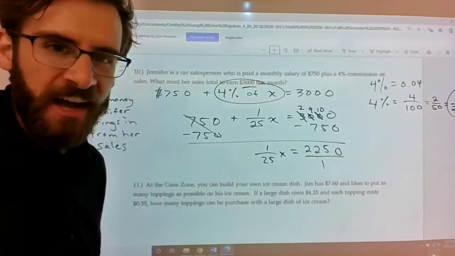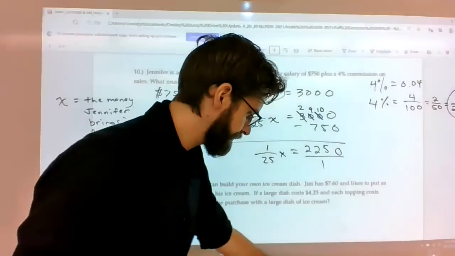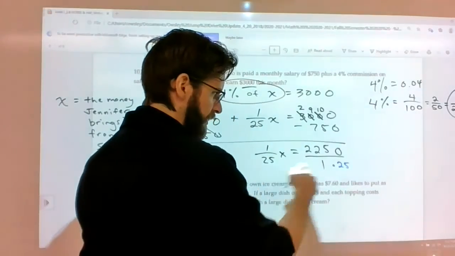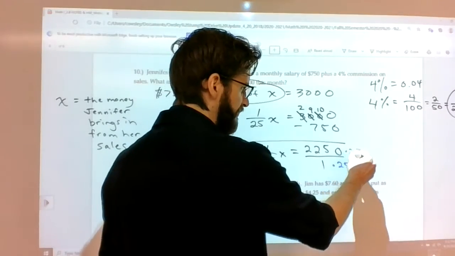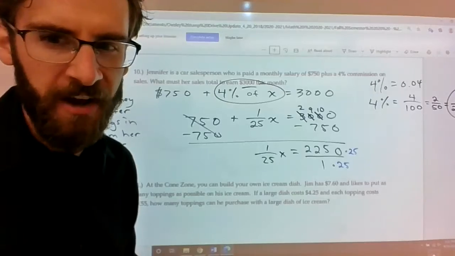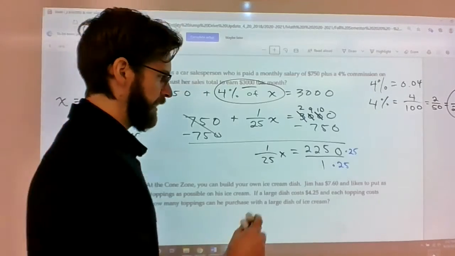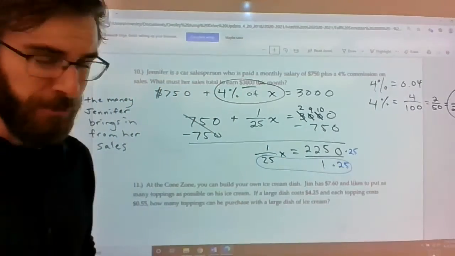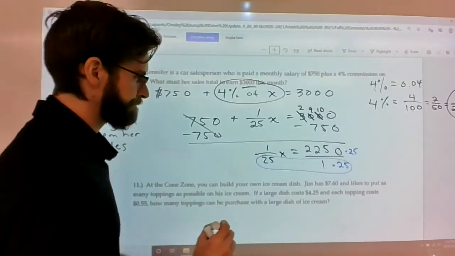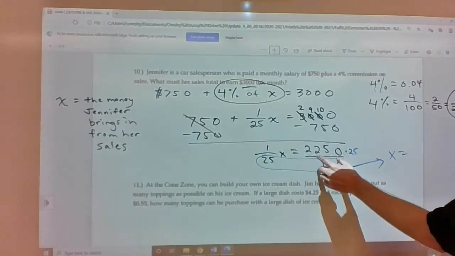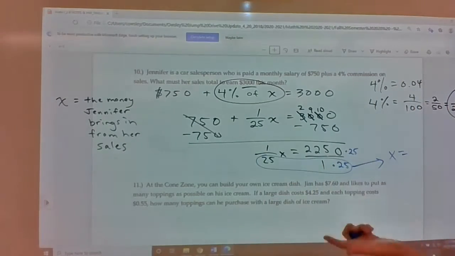Okay? And then I can find common denominators. So 25 here, 25 there, times 25. It's really 2,250 times 25. That's all you're really doing, because once you find the denominators that are the same, you can just ditch them. So X equals whatever 2,250 times 25 is.